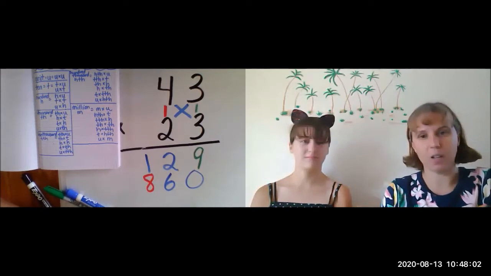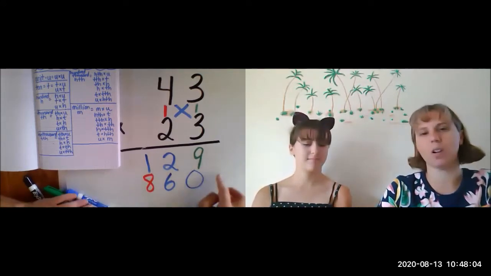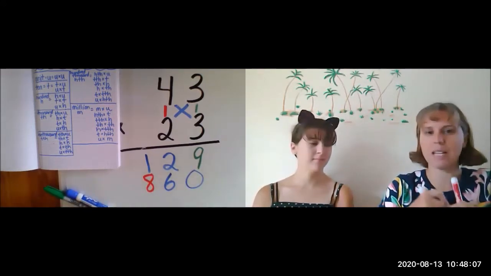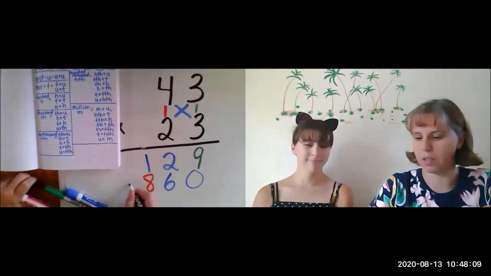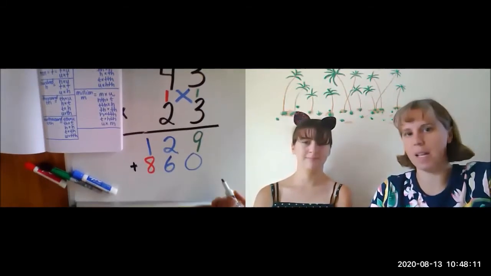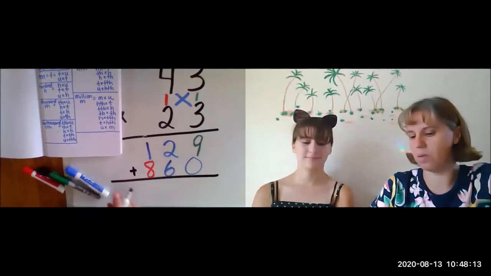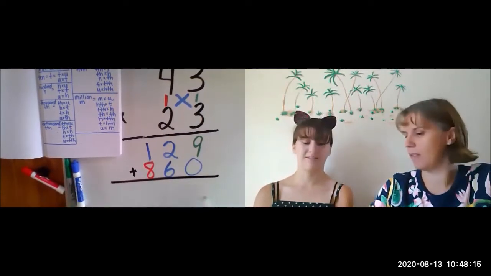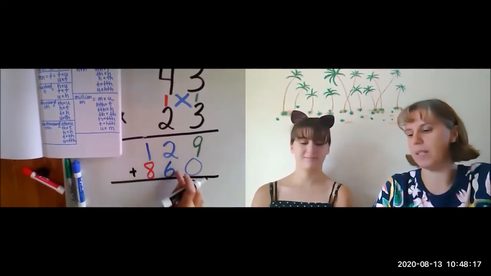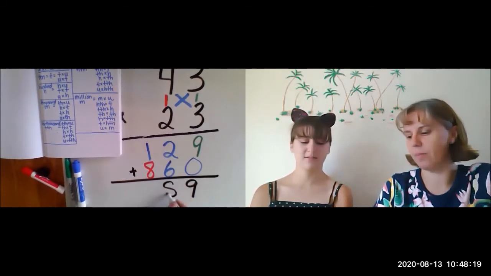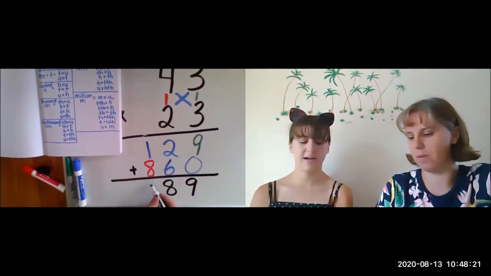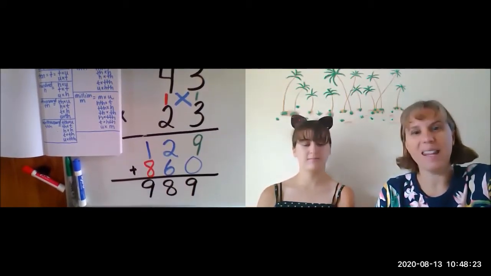Now, if you've done other work with long multiplication, you know that these are called partial products, and we just add them together to get our final product. So we're going to add this together. 9 plus 0 is 9. And 2 plus 6 is 8. And 8 plus 1 is 9. And that's how we solved it.